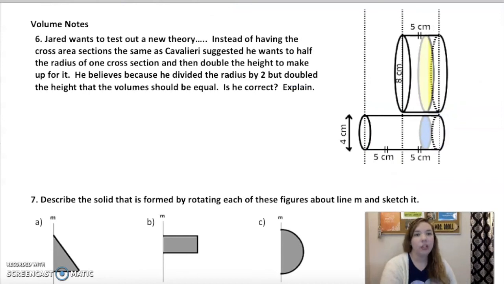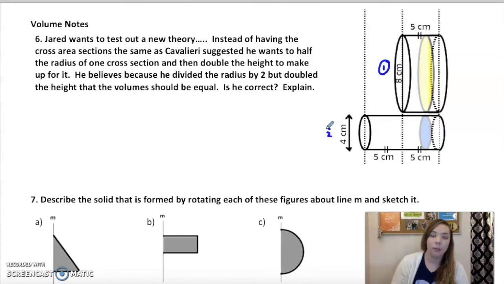Next page. Jared wants to test out a new theory. Instead of having the cross-section areas the same as Cavallari suggested, he wants to halve the radius of one cross-section and then double the height to make up for it. He believes because he divided the radius by 2 but doubled the height that the volume should be equal. Is he correct? So let's go ahead and label these. This is 1 and this is 2. And we'll just find the volumes and then we'll compare.